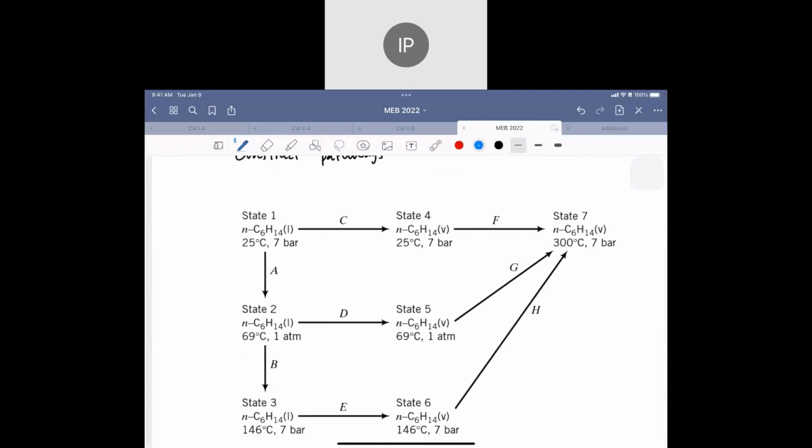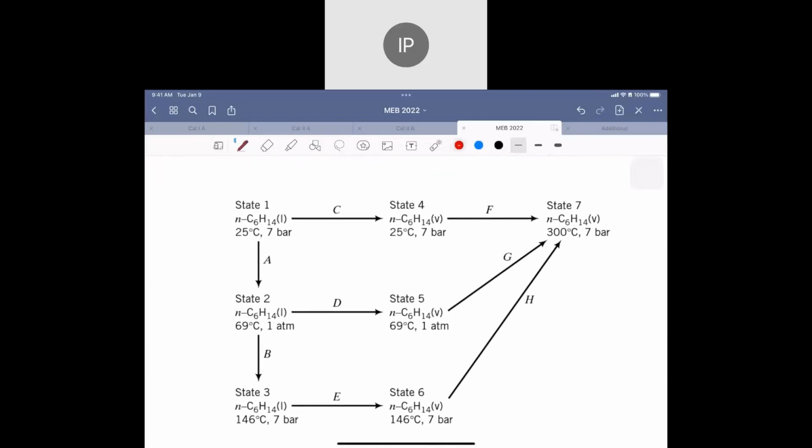The state 1 is the initial, our first conditions that we have in the question, and the state 7 is our final conditions. So we have 300 Celsius, still 7 bar. Now we could construct a different pathway. So let's say we start with the first one.